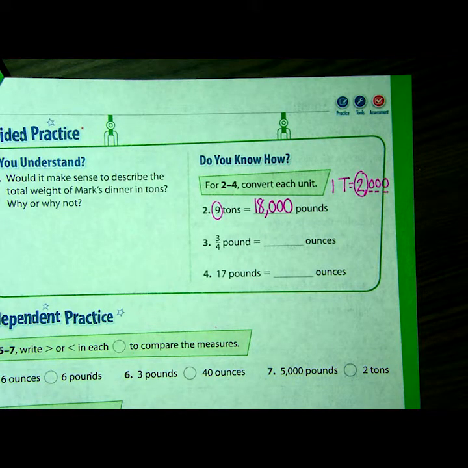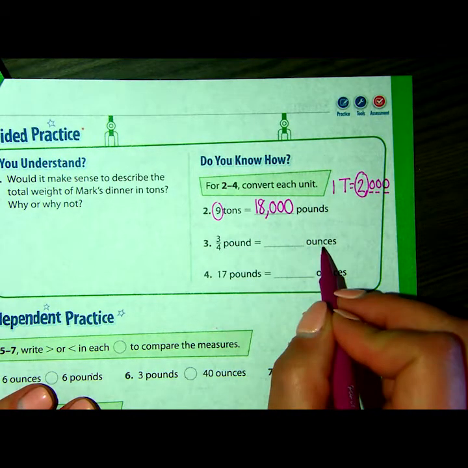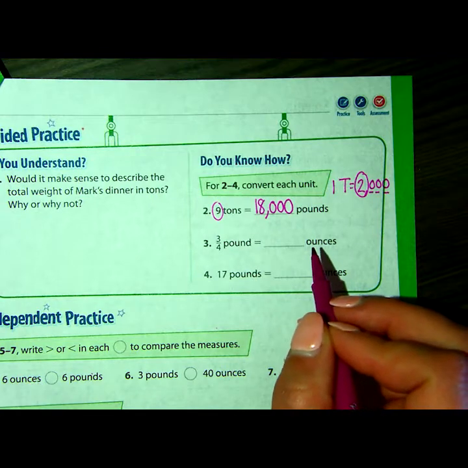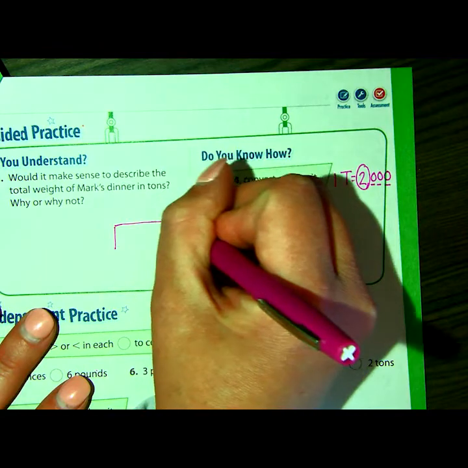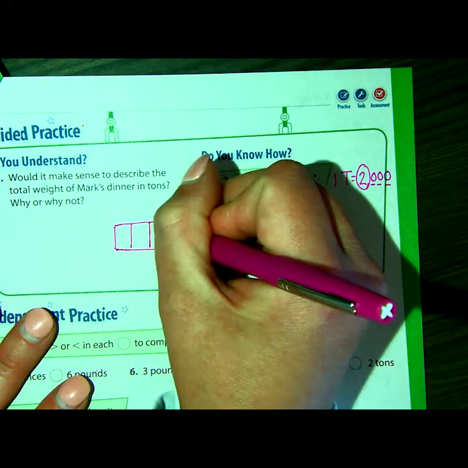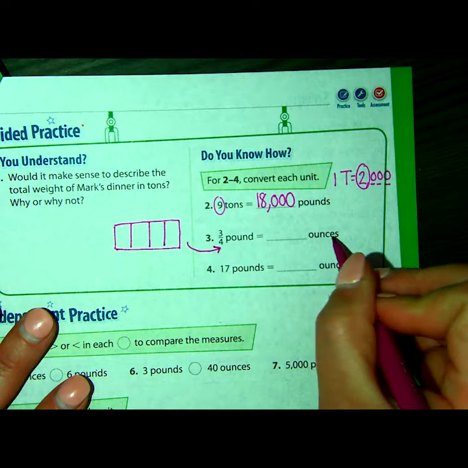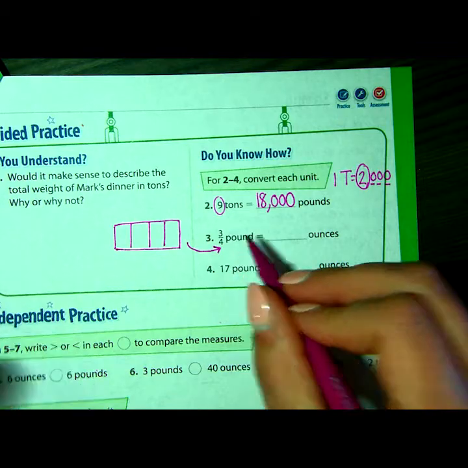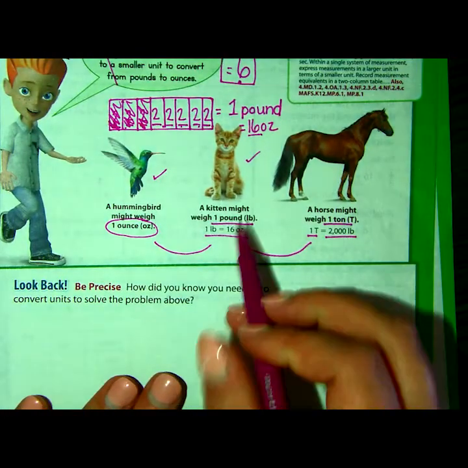Let's take a look at the next problem. Number 3. 3/4 of a pound, so not quite a whole pound, is equal to how many ounces? So again, some of you, I believe, like to draw a picture. So let's imagine we now have the pound and we're breaking it into 4 equal parts, right? Fourths. Now we know ounces, right? How many ounces are in 1 pound? Well, let's go back and remind ourselves. In 1 pound, we have 16 ounces.